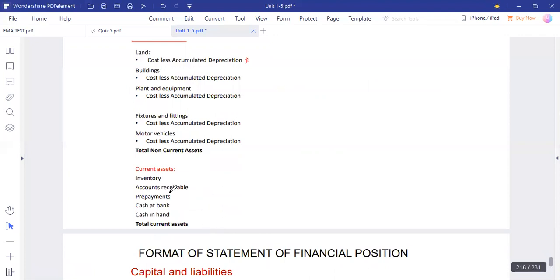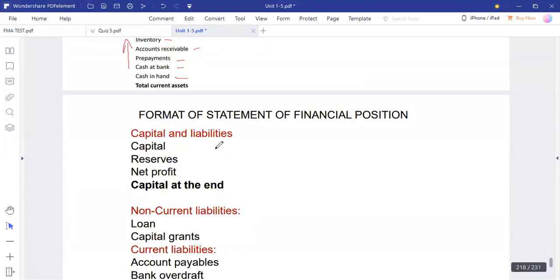Then when we go to the current assets, you will discover that they are always arranged in the order of liquidity, starting from cash at hand, cash at bank, the prepayment, the debtors, and the stock. The stock is also called inventory. The account receivable are our debtors, and prepayments are simply the money that we pay in advance. Then it goes on down, which should be equated to our capital and liabilities.